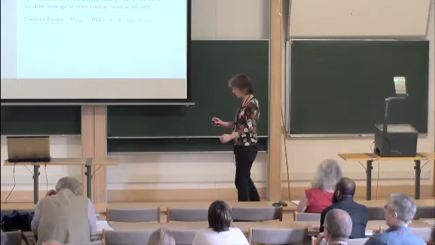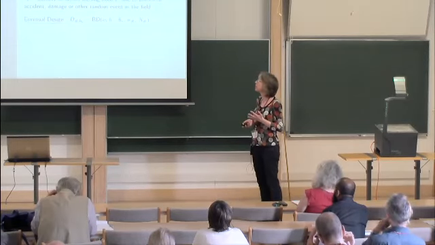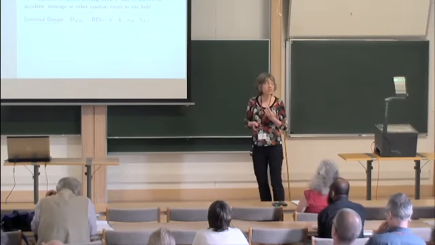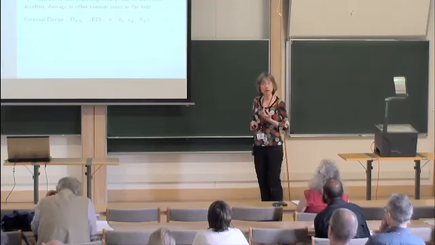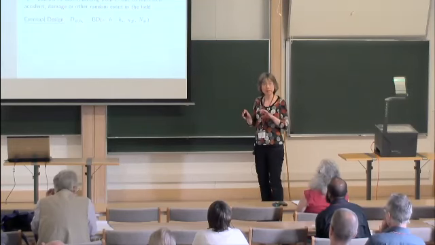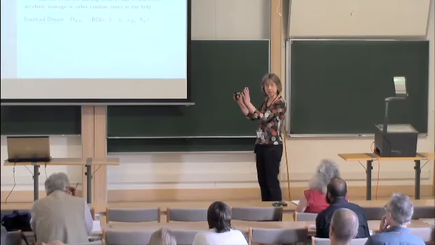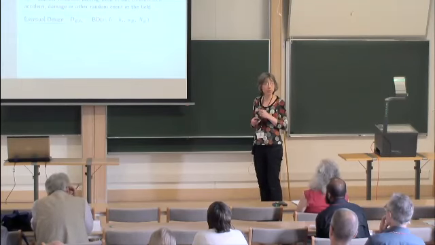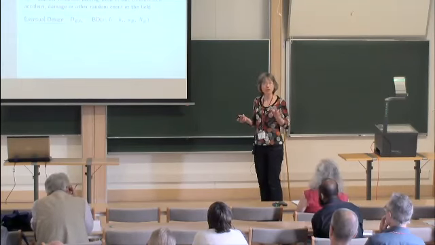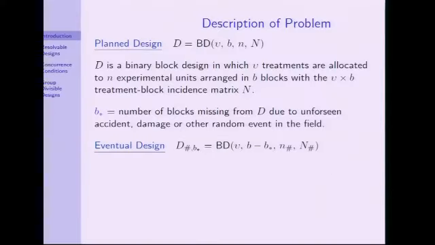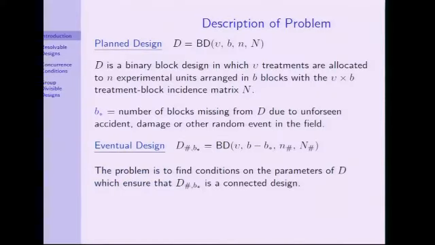The biggest problem would be if D hash B star was disconnected. By that I mean that my treatments will be separated so that some treatments are in this set of blocks and the other treatments are in that set of blocks, and I won't be able to make any comparisons between the two sets, which would be a real disaster. So my problem is to find conditions on the parameters of my plan design to make sure that for a reasonable size of B star I'm going to end up with a connected design.